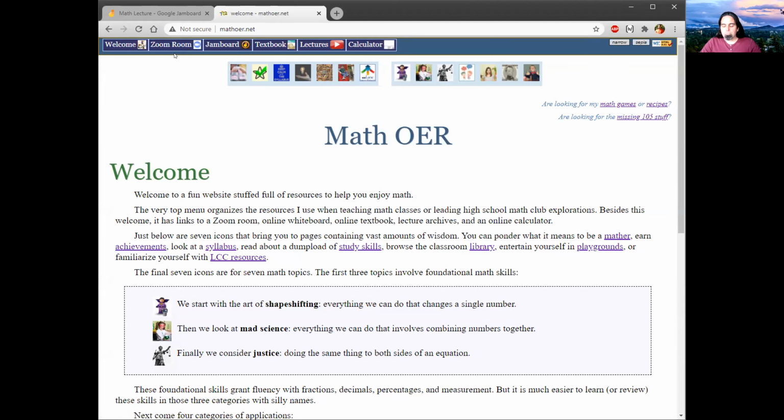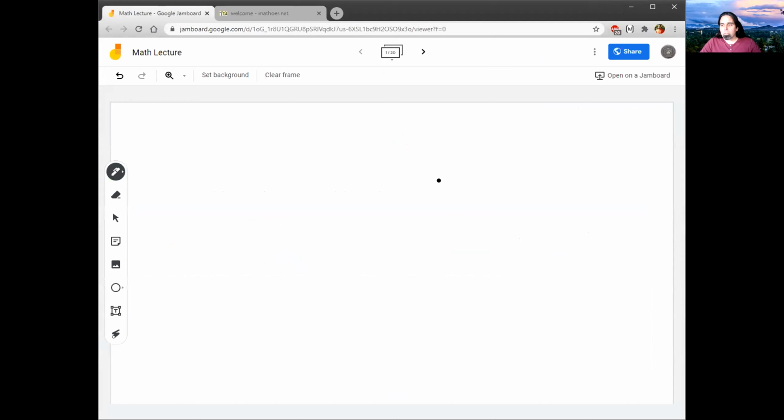So last term, there were 4, if not 5, student study groups meeting each week. Sometimes I would be there, sometimes it was just students. But if you need a place to get together and work on homework or so on, this Zoom room is always available. Jamboard shows you the whiteboard we use.